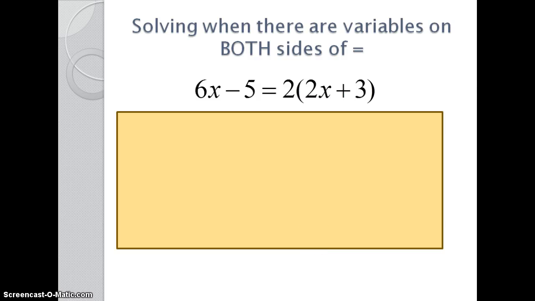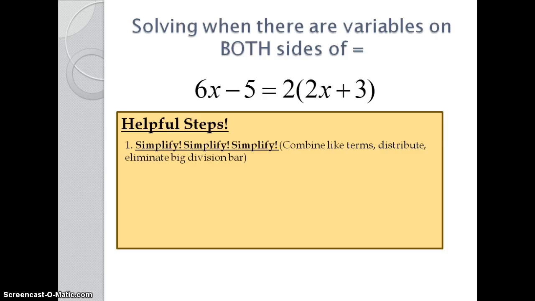Here comes the new stuff. So solving when there are variables on both sides of the equal sign. Your equations are going to look like the one I have listed up top. Notice how we now have a variable not only on the left-hand side, but also on the right-hand side. So there's an extra step involved when solving these, but for the most part they solve very similar to the multi-step equations that you guys have been working with. So here's some helpful steps.